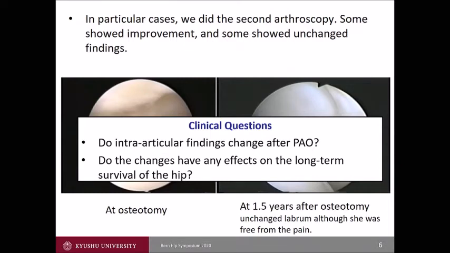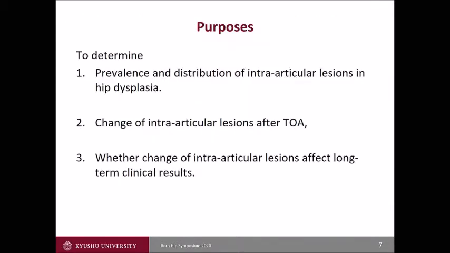So these findings raise the questions: do intraarticular findings change after PAO? Do the changes have any effect on the long-term survival of the hip? The purposes of this study were to determine the prevalence and distribution of intraarticular lesions in hip dysplasia, the change of intraarticular lesions after TOA, and whether change of the intraarticular lesions affects the long-term clinical result.